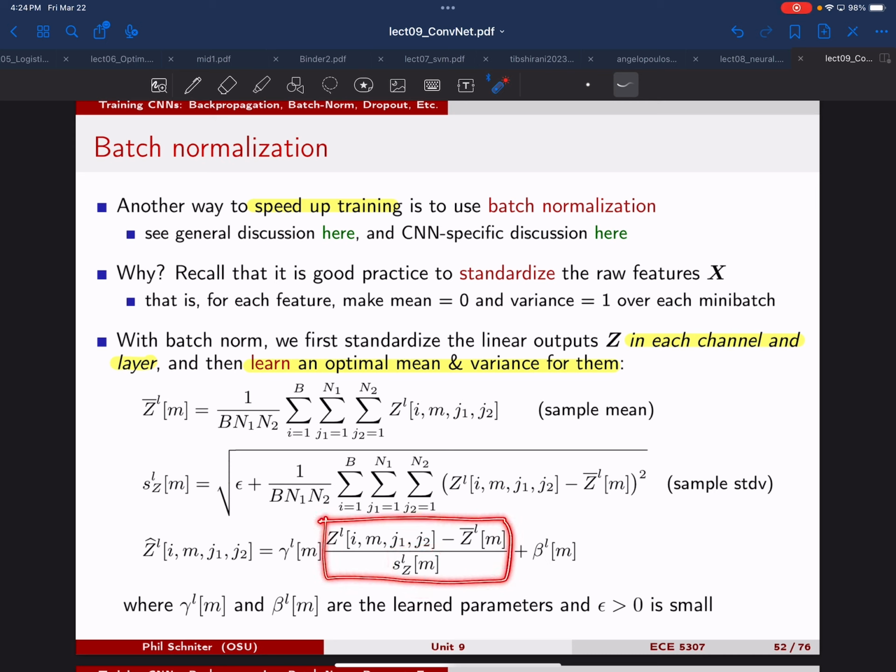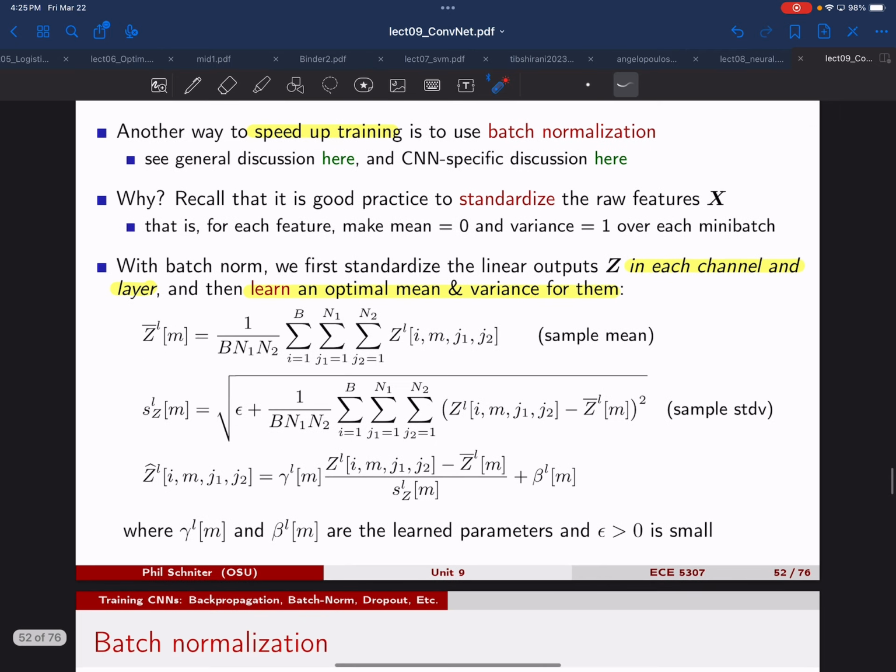So now we have separately standardized data in every layer and channel. Now we go one step further and we scale this with a learned parameter, and we have a learned shift. And so finally, here are the normalized quantities. Okay, so we do this in every channel, every layer separately. Any questions on the approach?